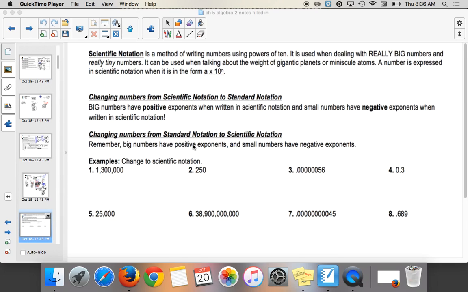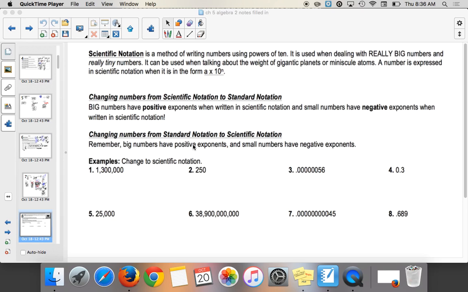But we hadn't quite gotten to the scientific notation. So hopefully the idea of scientific notation is not new to you. You've seen this before. Scientific notation is a method of writing numbers using powers of 10. It's used when we deal with really, really big numbers and really, really tiny numbers. So if we're talking about the weight of a planet, or the weight of an atom, we would use scientific notation, okay?